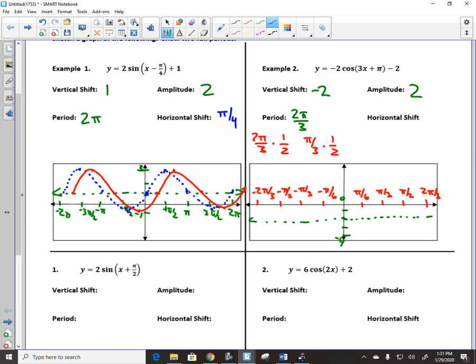True or false? There is a horizontal shift. True, there is. So let's make a ghost graph. This is a cosine graph. Will I start at the max, min, or middle? It wants to be maximum, but because it's negative, it's down at the minimum. Cosine starts at the max or the min. If it's negative, it's the minimum.